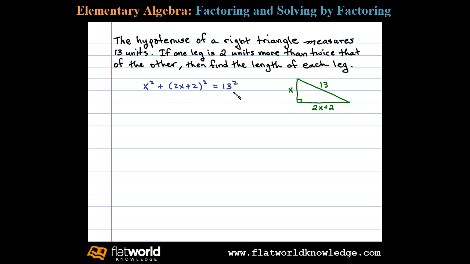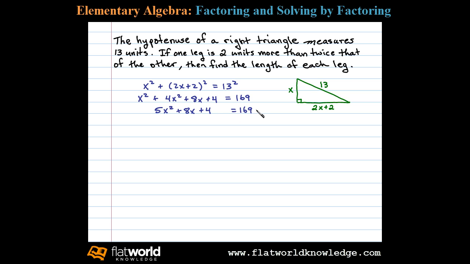We begin by writing this equation in standard form. We have x squared plus, now when I multiply this, I'll be left with 4x squared plus 2x times 2 is 4 times 2 is 8x plus 4 equals 13 squared, which is 169. Combining like terms on the same side, x squared plus 4x squared adds up to 5x squared plus 8x plus 4 equals 169.